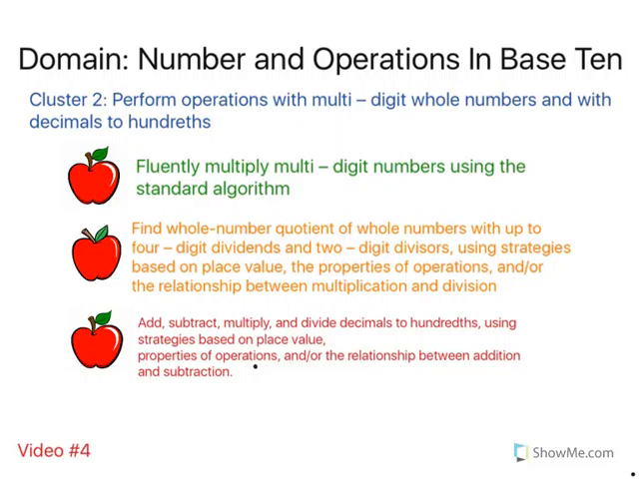The second concept is to find whole number quotients of whole numbers up to 4-digit dividends and 2-digit divisors, using strategies based on place value, the properties of operations, and/or the relationship between multiplication and division. The third concept is to add, subtract, multiply, and divide decimals to hundredths using strategies based on place value, properties of operations, and/or the relationships between addition and subtraction. So let's get started.